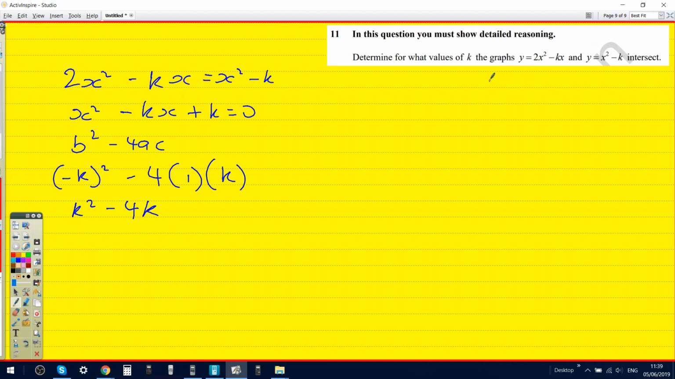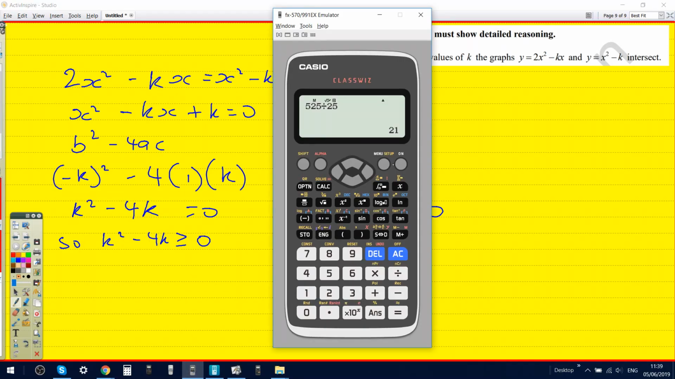Yeah. So they will intersect for two types of things: when this is equal to 0, or when this is more than 0. They won't intersect when it's less than 0. So is that what it means by determine for what values? Yeah. So it means that. And so you solve that. So you can use a normal polynomial solver over there, and there's an inequality solver too.